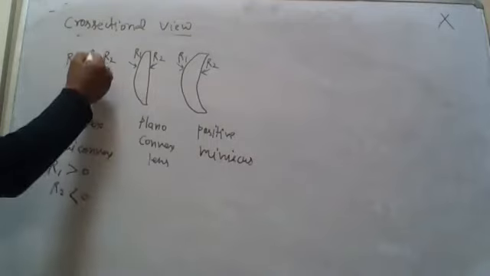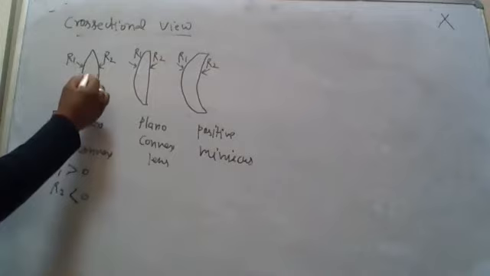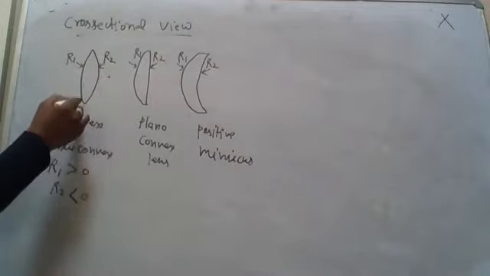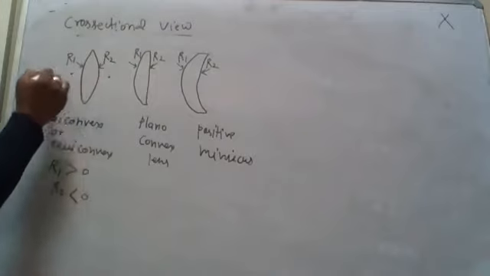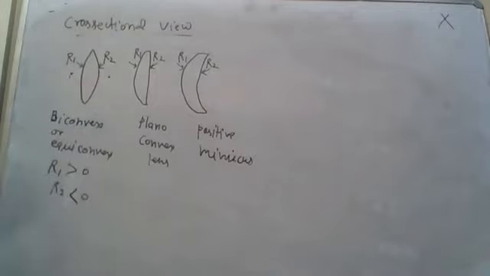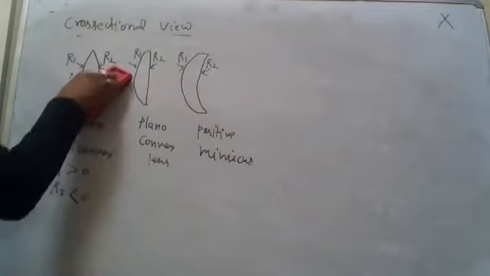Because R1 is this surface, the center of curvature will lie at this point here, and R2 is this surface, so its center will lie here. So this point will be negative and this point will be positive by using the sign convention.